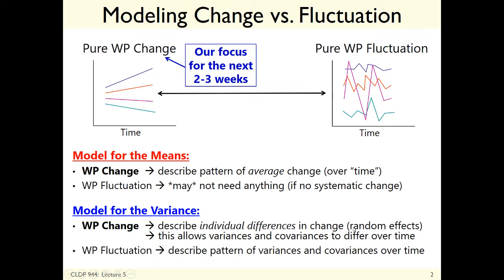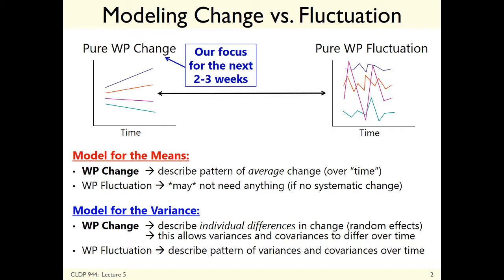So back to this picture. We talked about fluctuation on the right side last time, in the last couple of classes. Now we're talking about change, and we're going to be here for a while. This is going to be chapter 5 and chapter 6, which are some of the longer ones.